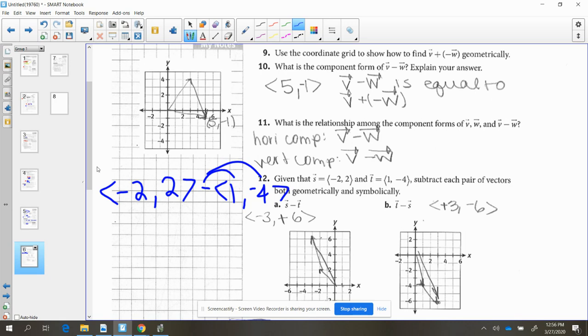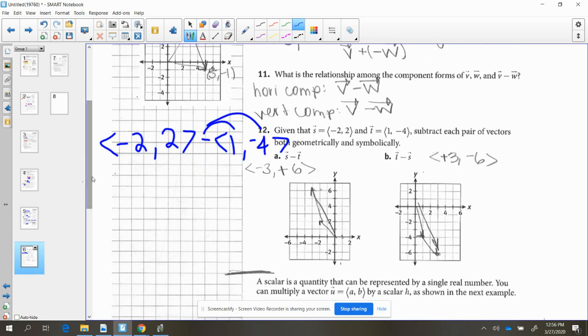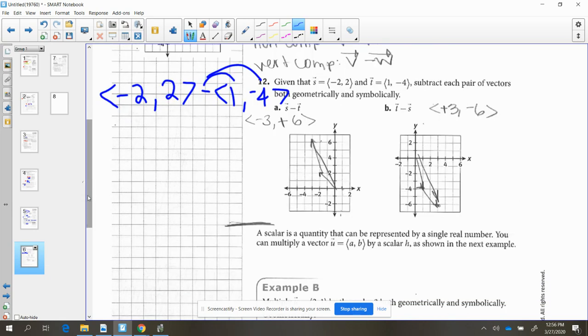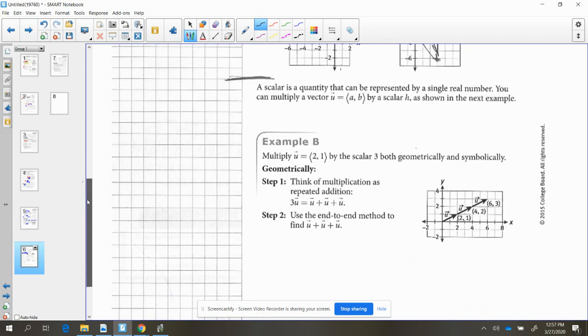Now, make sure you are aware that doing vector s minus vector t is very different than doing t minus s, because your resulting signs are different in each one you do. So it is important which one you are subtracting from which, so be very careful of that.